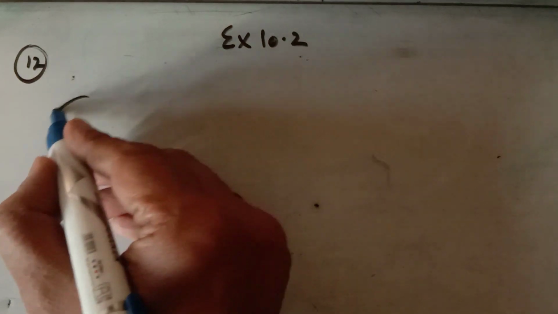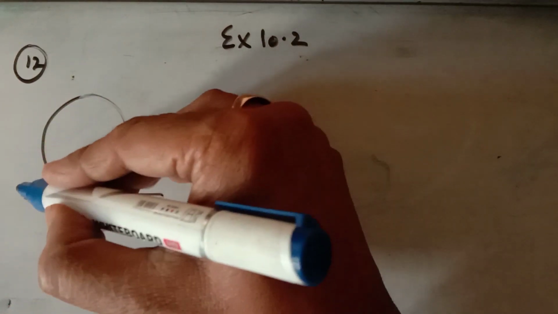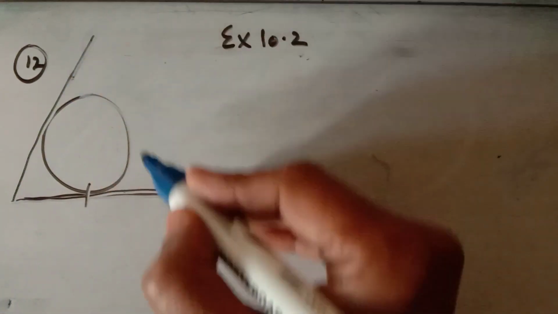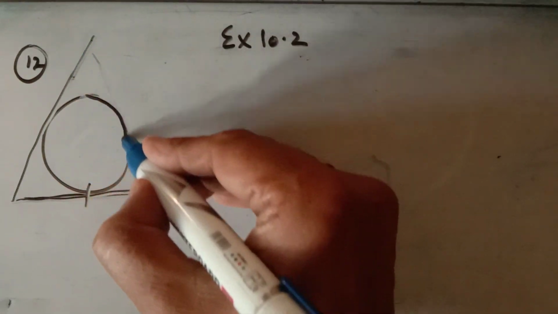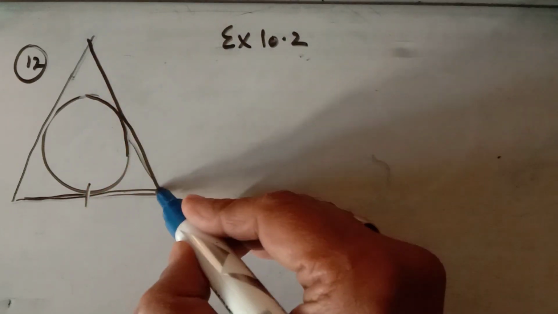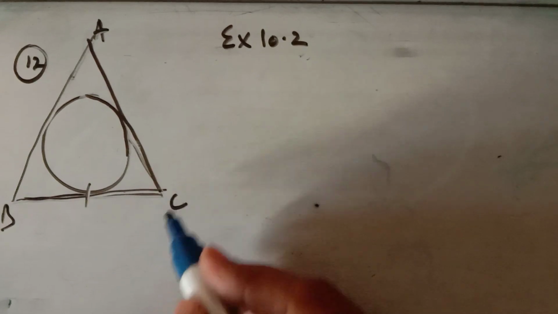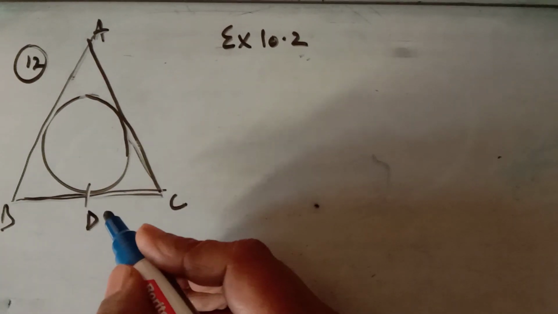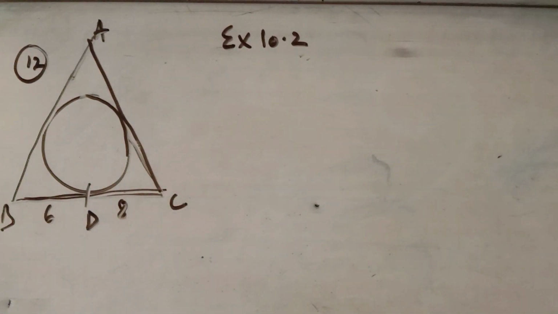So let us draw a figure in which there is a triangle which is touching the sides of this circle. There's a triangle A, B and C. It is given triangle ABC. This is D, and it is given that this is equal to 6 and this is equal to 8 centimeter. And it is given that the radius of this circle is 4 centimeter.